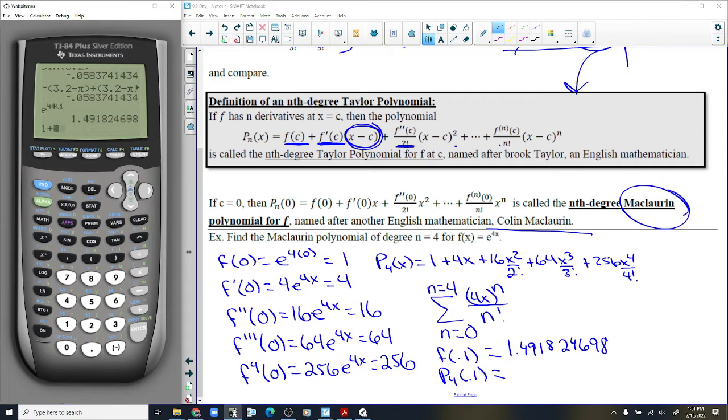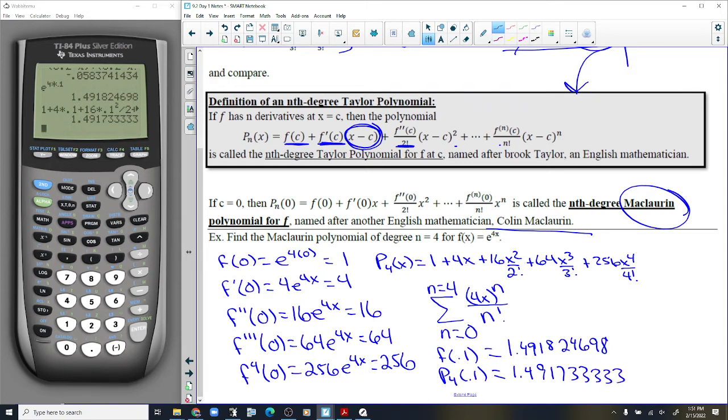We go 1 plus 4 times 0.1 plus 16 times 0.1 squared divided by 2 plus 64 times 0.1 to the third divided by 6, and then plus 256 times 0.1 to the fourth divided by 24. So this should be close. This is only accurate to 3 decimal places, not 10, like we see with sine and cosine. So this is 1.49173333.